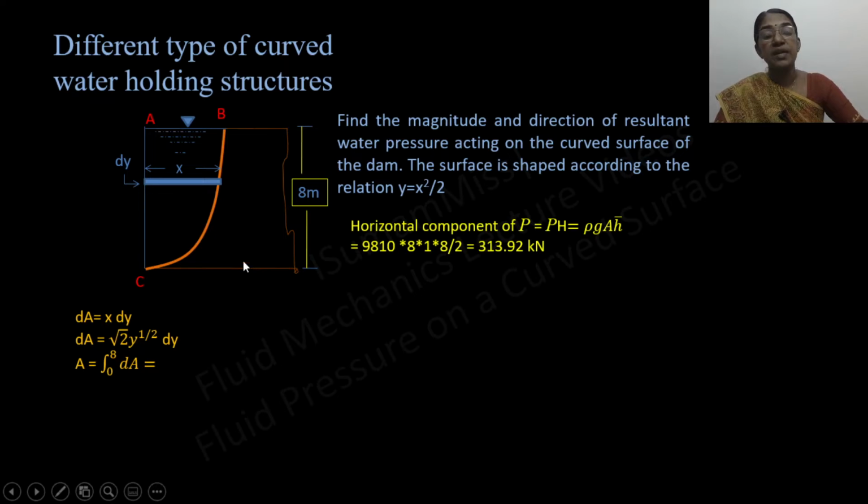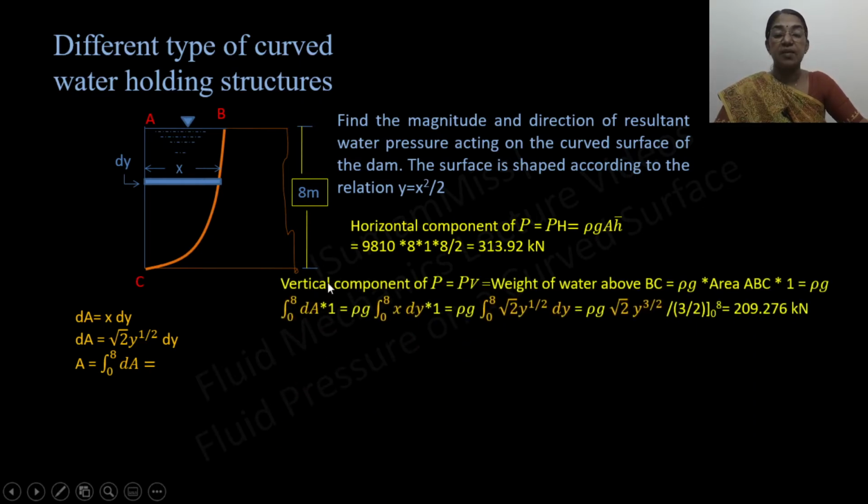So in order to calculate the vertical component of the resultant hydrostatic force, we have to calculate the weight of the water enclosed by ABC. So that can be obtained as: vertical component of P equals the weight of the water above BC, that is equal to rho g into area ABC into 1. 1 stands for unit length of the dam.